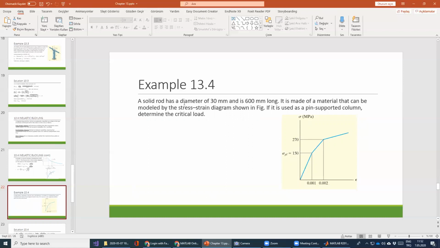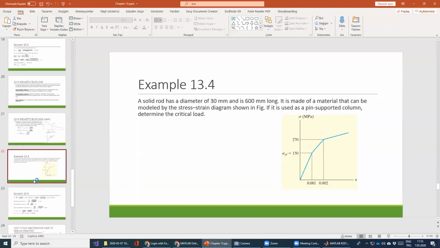Now our element is a solid rod with a 13 millimeter diameter, so it has a circular cross-section. The length is given as 600 millimeter. The material can be modeled with the given stress-strain diagram. It is a pin-supported column, so both ends are pinned, in other words K is equal to 1. Determine the critical load.